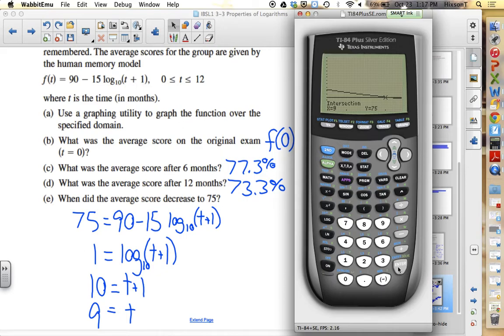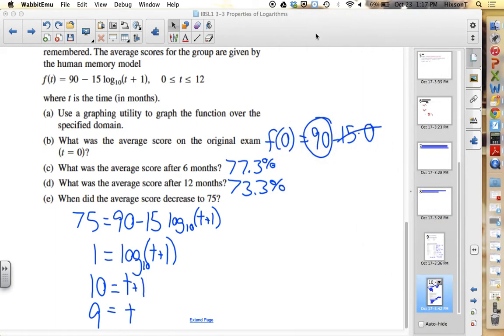Okay. So I show you that just because it's a neat way of solving ones that you don't know how to solve algebraically. Okay. Now that's a lot of work, punching it all in, doing all that stuff, getting the windows set right. If you can do it algebraically, it might be faster, but that's a handy tool.